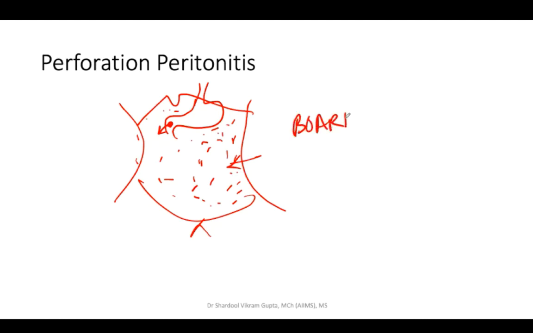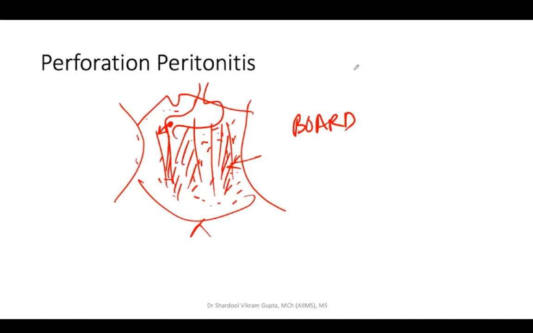Board-like rigidity क्यों हो जाती है? क्योंकि body wall की जो muscle है, they try to protect the viscera inside. So there will be board-like rigidity of the abdominal wall so that the viscera are protected.